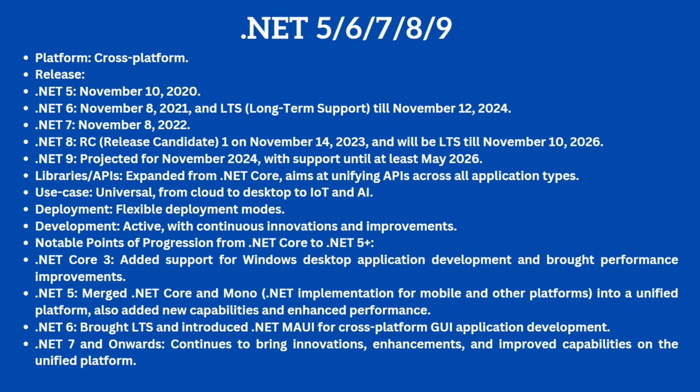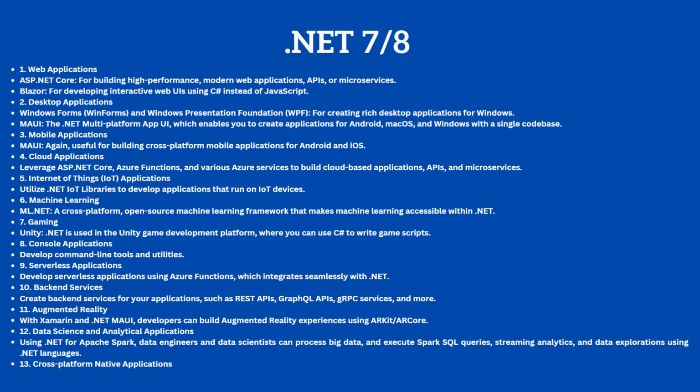.NET 7, which is the latest release as of now, is cross-platform and allows developers to code all kinds of applications. These include web applications by using ASP.NET Core and Blazor, and desktop applications. You can develop Windows Forms, WinForms, and WPF applications for Windows, but you can use .NET MAUI to also develop multi-platform UI applications. You can also use .NET MAUI to develop mobile applications, and with .NET 7 you can also develop cloud applications, Internet of Things applications, machine learning, gaming, console and service applications, back-end services, augmented reality, data science, and pretty much anything you can think of.